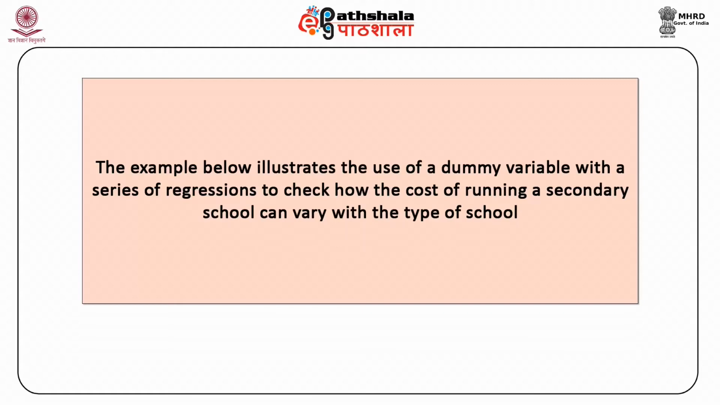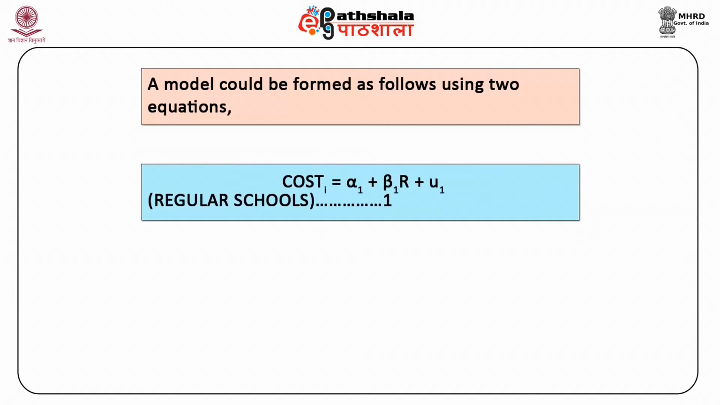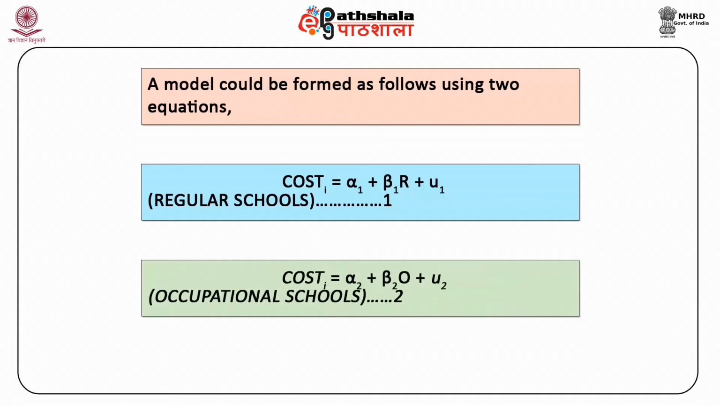Effectively, we want to check if the marginal cost is the same for each type of school. That means if beta 1 is equal to beta 2. A model thus could be formed as follows using two equations. Cost i is equal to alpha 1 plus beta 1 r plus mu 1 for regular schools, and cost i is equal to alpha 2 plus beta 2 o plus mu 2 for occupational schools.